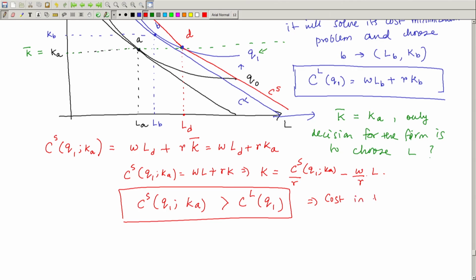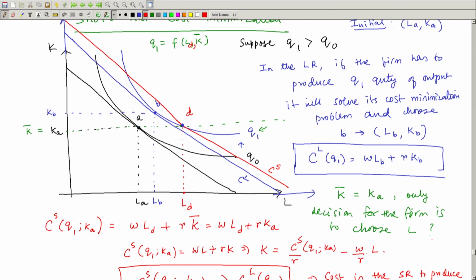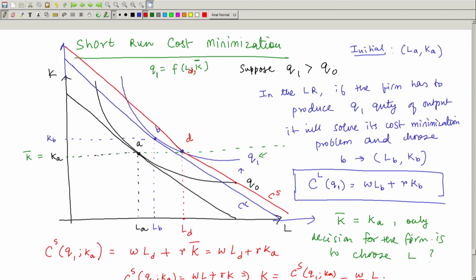So, the cost in the short run to produce Q1 units of output is going to be greater than the cost in the long run to produce Q1 units of output. And intuitively it is also making sense, right, because between the long run and the short run, it is the short run which is more constrained, right.